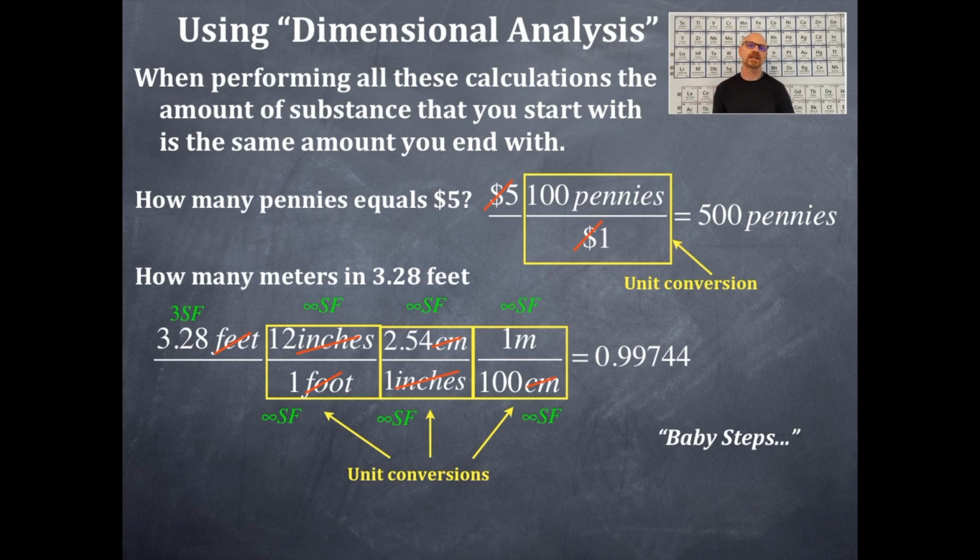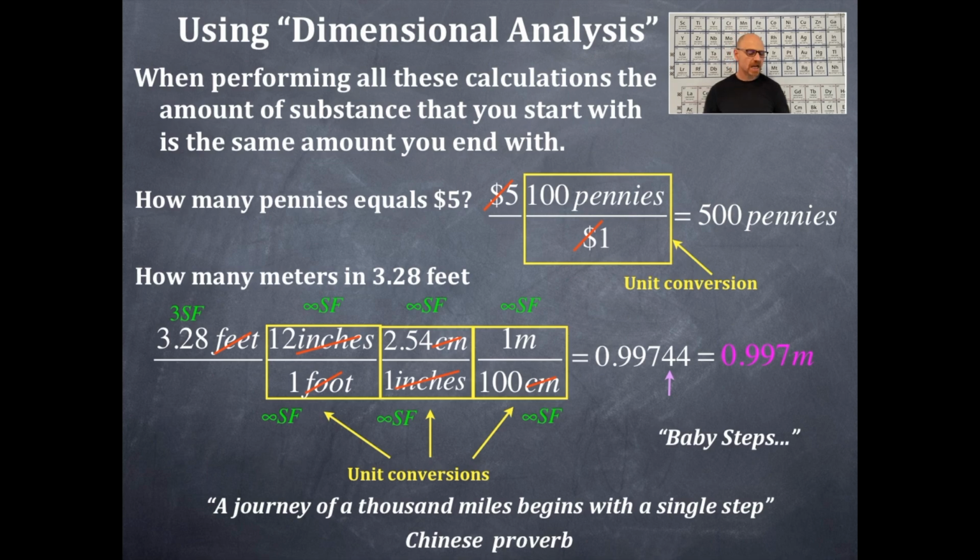So the least number of significant figures that I have on this problem, since it's multiplication and division, is 3. So I'm going to look at this number that I have, 0.99744, and figure out where I need to round it. I need to round it at that 4. That 4 is less than 5. So therefore, I'm going to truncate the number. That's chop the number, and then this is what I get, 0.997 meters.